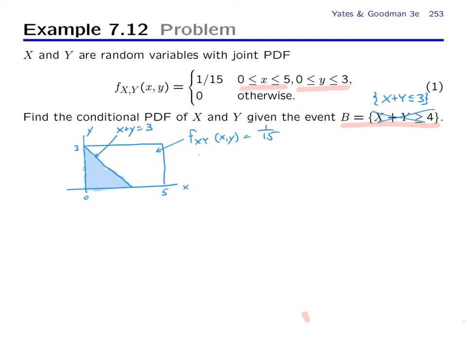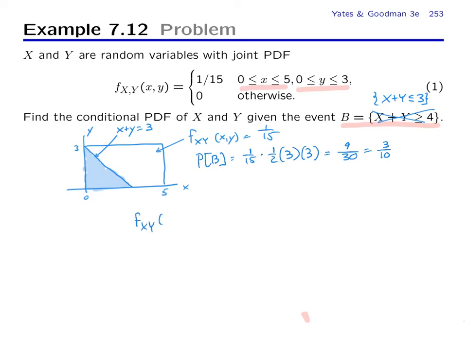Normally, we would find P of B by integrating the joint PDF over the triangle, but in this case, because the PDF is uniform, we know that P of B is equal to 1/15 times the area of the triangle, which is equal to 1/2 times the base 3 times the height 3, and this is equal to 9 over 30, which is equal to 3/10.